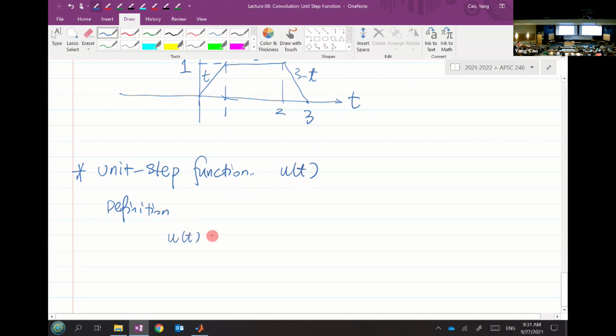You don't actually use any other symbols rather than u of t in this class or even in many other classes to represent the unit step function. And it's defined as: when t is greater than or equal to 0, it's 1. When t is less than 0, it's 0. So that's u of t.